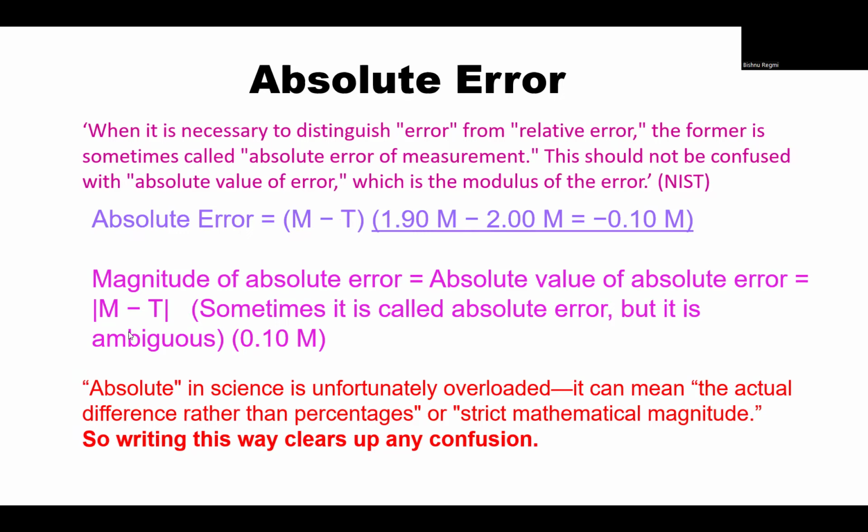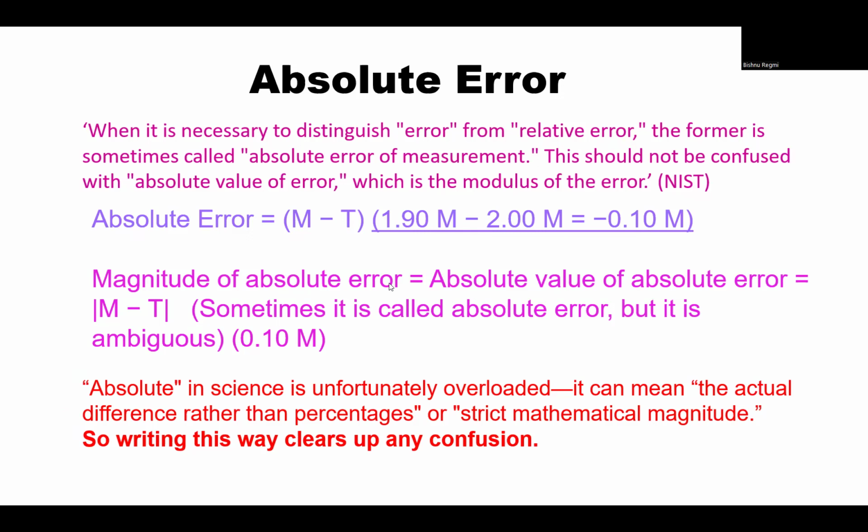And the confusing part is here. Sometimes this magnitude of absolute error or absolute value of absolute error is written as absolute error, but it is ambiguous. Why is it ambiguous? Does it mean that it is the actual difference rather than percentage, or strict mathematical magnitude? So writing this way, absolute error and magnitude of absolute error or absolute value of absolute error clears off any confusion.